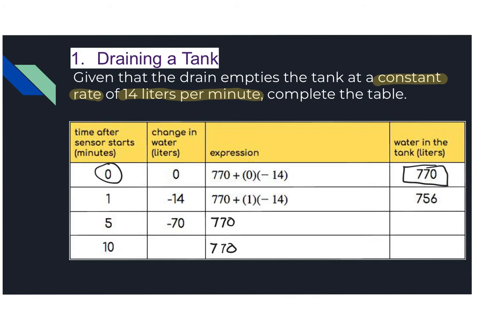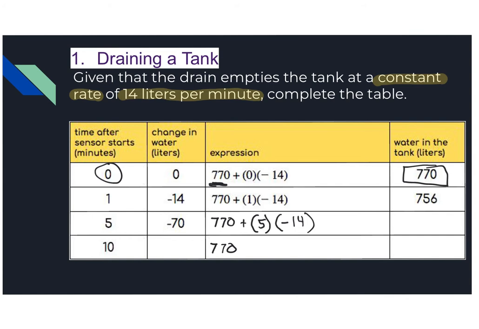Okay, since we are draining at a constant rate of 14 liters per minute, that means that our change is going to always be negative 14. So we're going to take that 770, which is our starting point. We're going to add the product, aka the multiplication, of our time. So in this case, there's 5 times negative 14, because that's the rate at which things are changing.